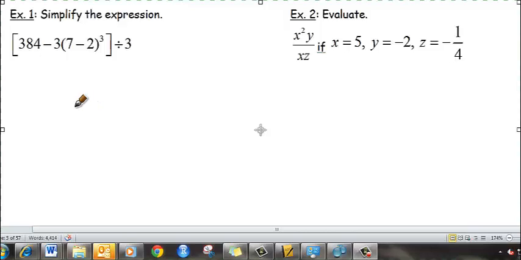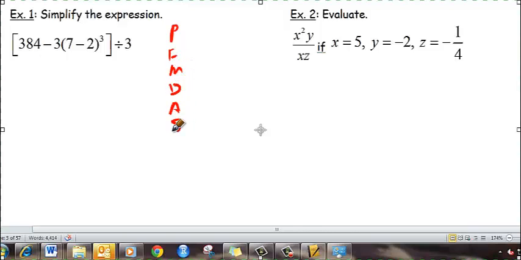Alright guys, so for these first couple problems, we're really just working with order of operations, which means you have to use your Please Excuse My Dear Aunt Sally. So you've got to do what's inside the parentheses, and then you do your exponents, and then you multiply, you divide, you add, and you subtract.